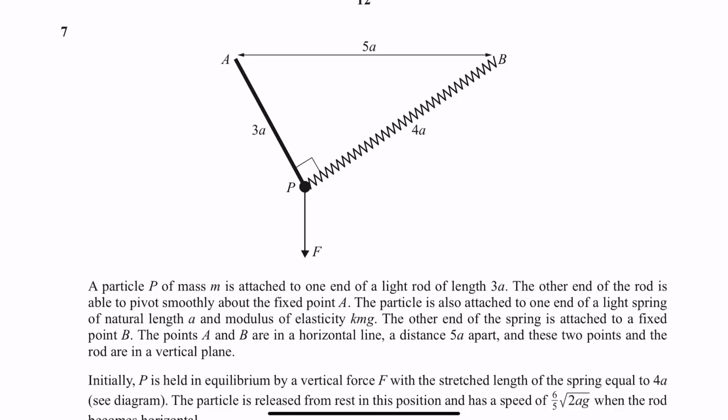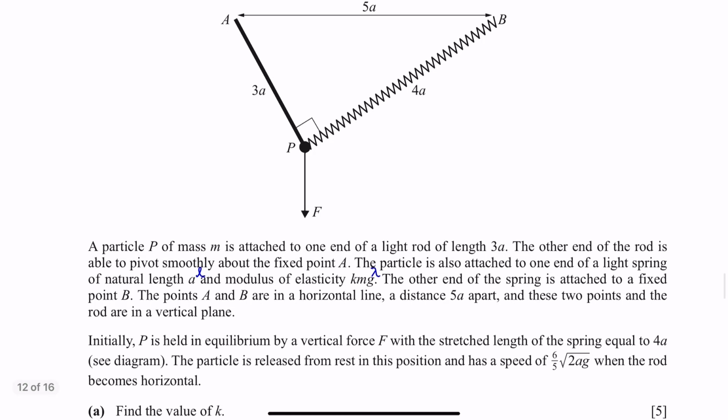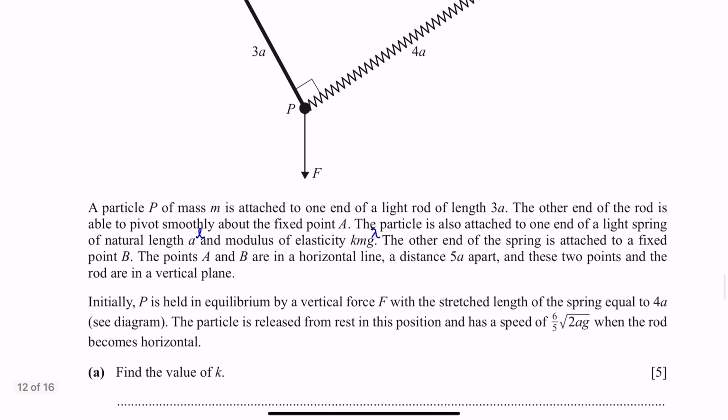For question 7, we have a particle attached to one end of a light rod of length 3a, and the other end is connected to a spring of natural length a. So this is the natural length, and the modulus of elasticity is kmg. The other end is attached to a fixed point. So these 2 points are 5a apart, and P is initially held in equilibrium by a vertical force F.